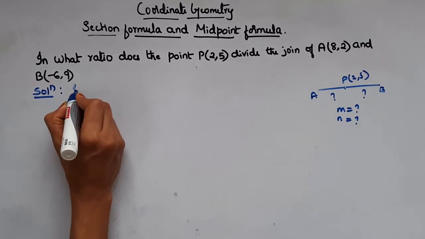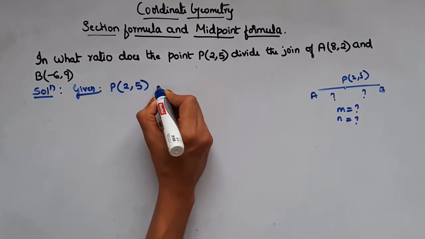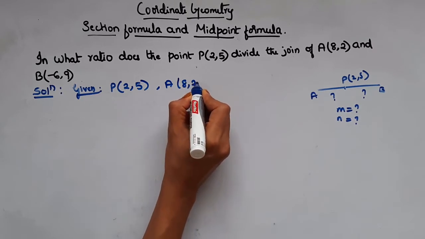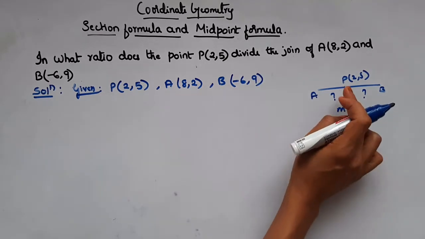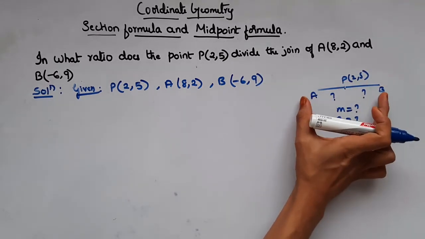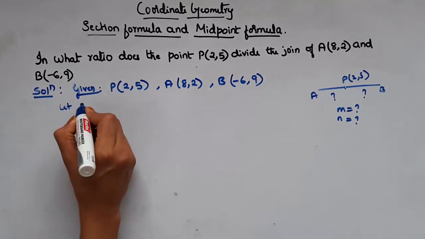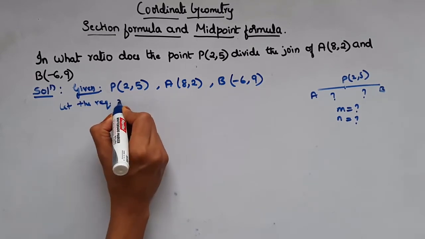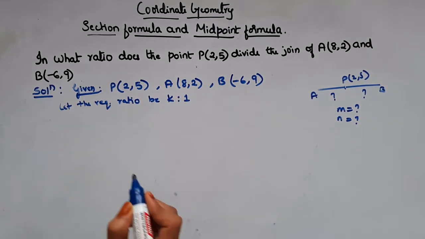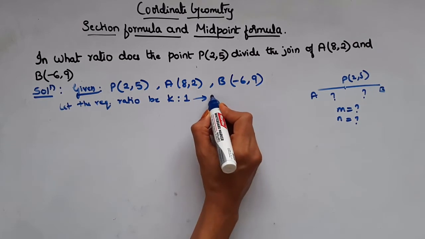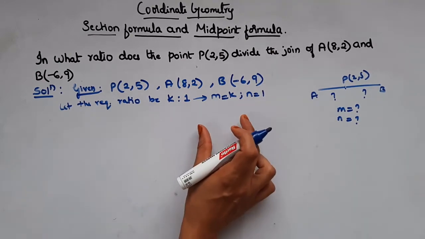So first let's write what is given. Given here is point P whose coordinates are 2, 5, point A whose coordinates are 8, 2, and point B whose coordinates are minus 6, 9, right? So let's assume this point P divides AB in the ratio K is to 1. Let the required ratio be K is to 1. So that means in this case M is equal to K, and N is 1.